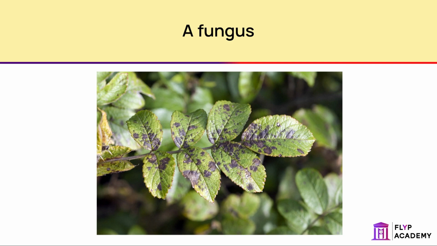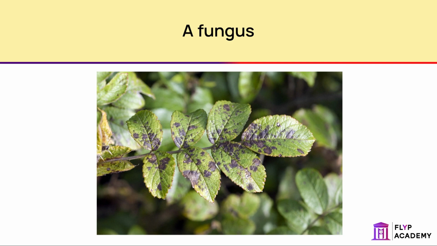Rose black spot is a fungal disease that affects plants. Rose black spot can be spread by water or wind, and it infects roses. Rose black spot causes black or purple spots to develop on the rose's leaves. This reduces the amount of photosynthesis the plants can carry out. The leaves eventually die, turning yellow and falling to the ground.